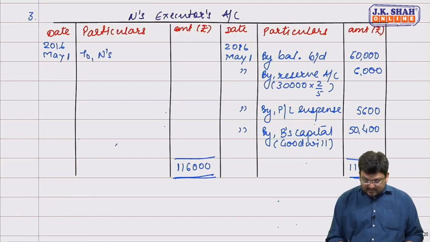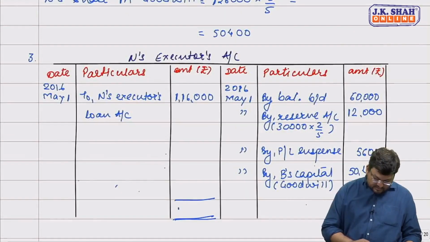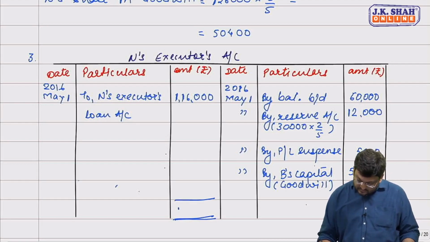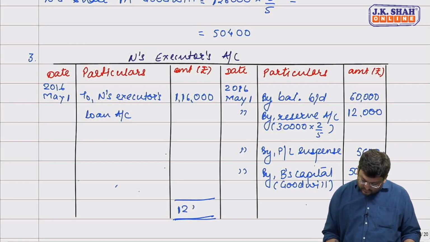To N's executor's loan account. 60 plus 6 plus 5,600 plus 50,400, 1,16,000. That will be transferred to his loan account.